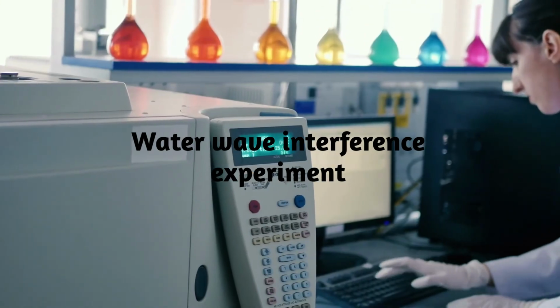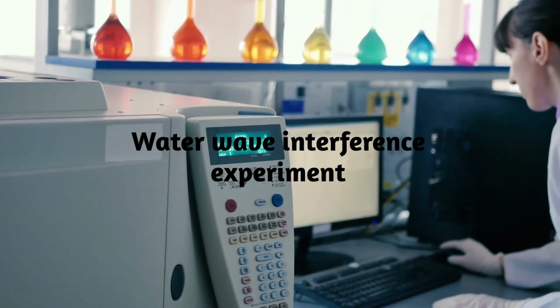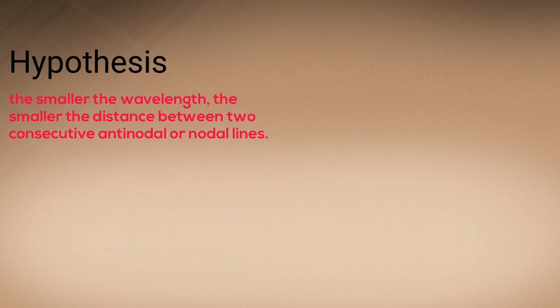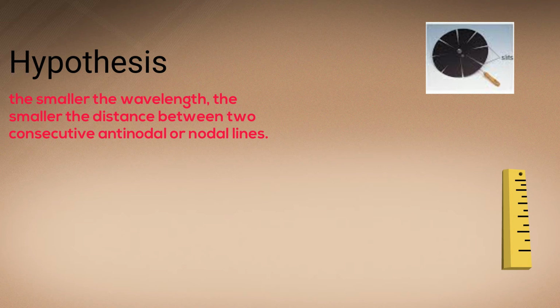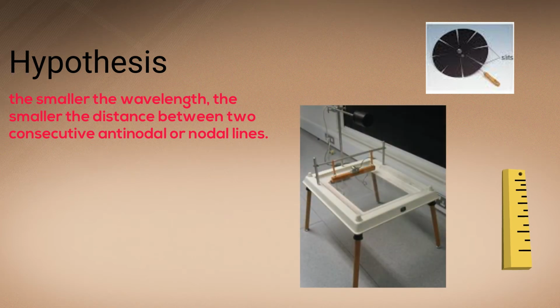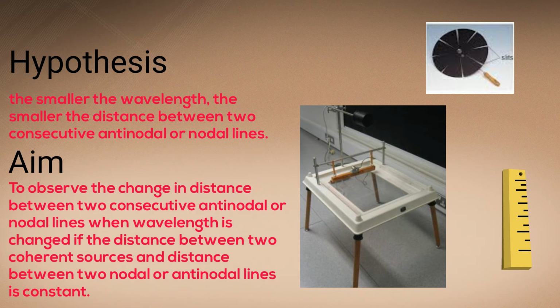Water wave interference experiment. The hypothesis: the smaller the wavelength, the smaller the distance between the two consecutive antinodal or nodal lines. The aim: to observe the change in distance between two consecutive antinodal or nodal lines when the wavelength is changed, while the distance between two coherent sources and the distance between the source and where x is measured is constant.